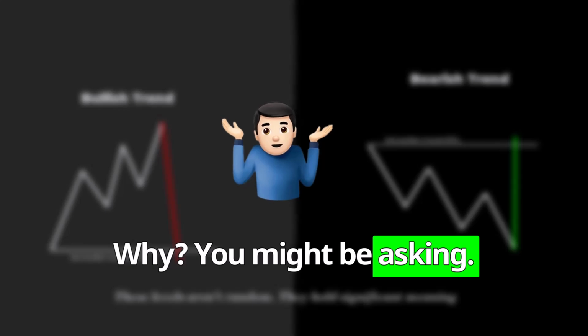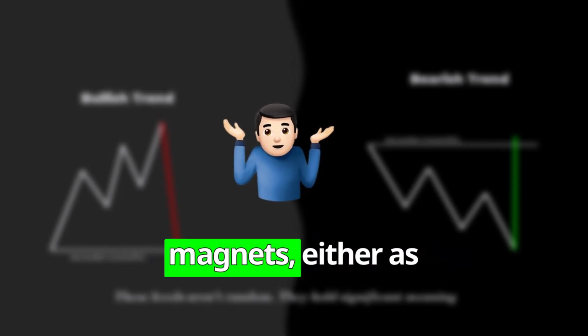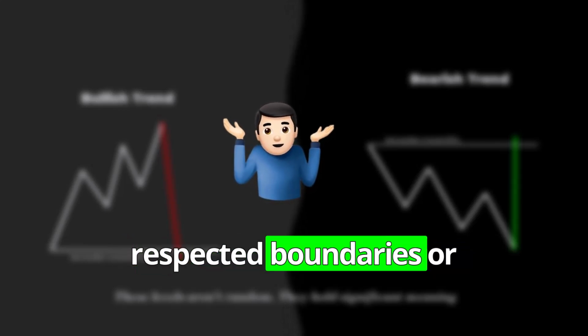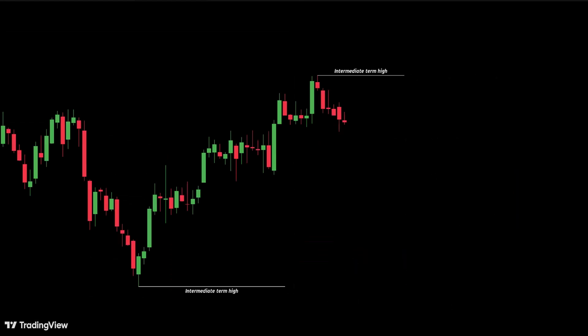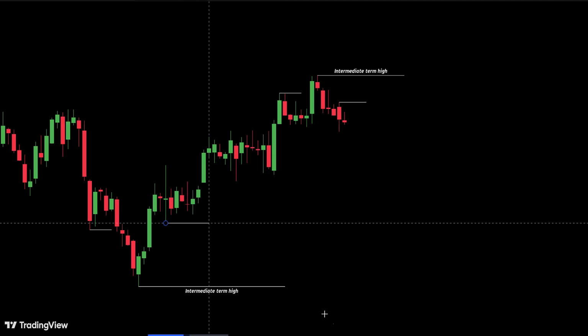Why, you might be asking? This is because they act as magnets, either as respected boundaries or liquidity targets. Now, how do you even identify these levels? An intermediate term high is a swing high with a lower high on both sides, the left and the right. An intermediate term low is a swing low with a higher low on both sides. This is as simple as it sounds, but incredibly powerful.